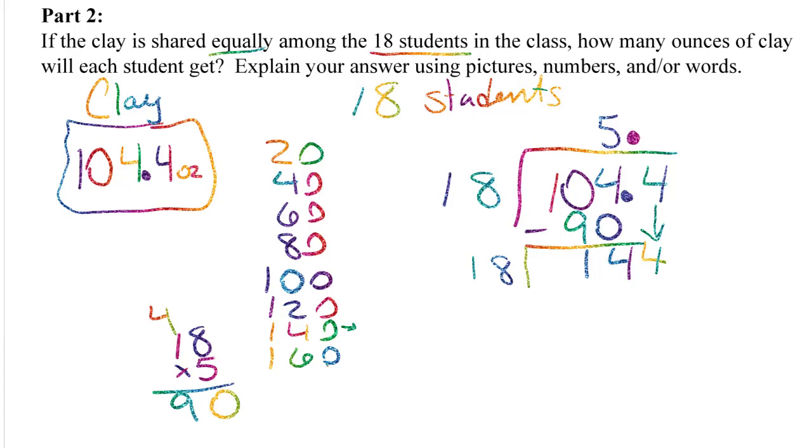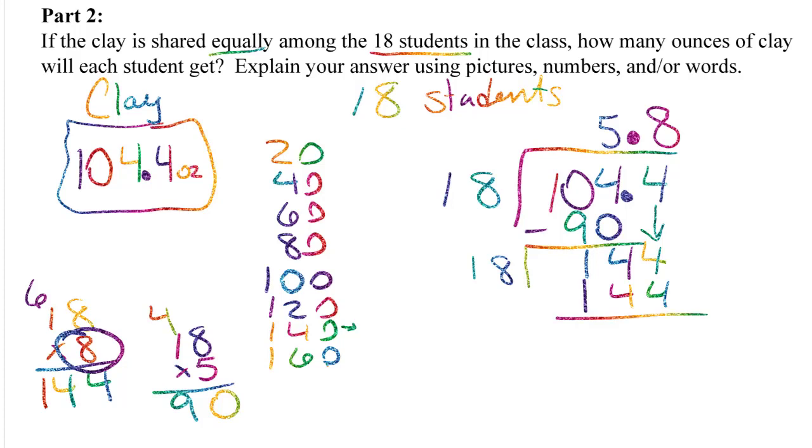So I'm going to try 8 times. 18 times 8. 8 times 8 is 64. I'm going to carry my 6. 8 times 1 is 8. Plus 6 more is 14. And Mr. Schmidt was correct. So 18 goes into 144 how many times, everybody? 8. 8 times 18 is 144. All right, and we are at 0.